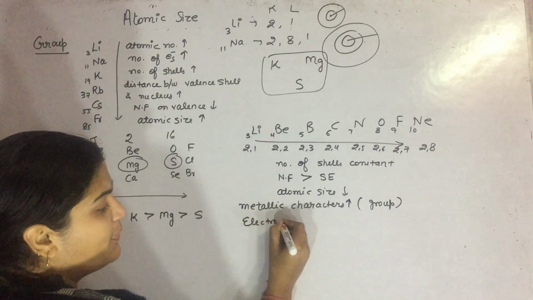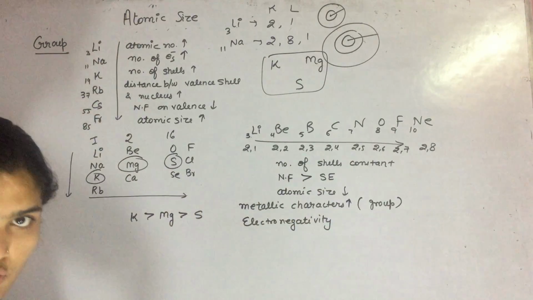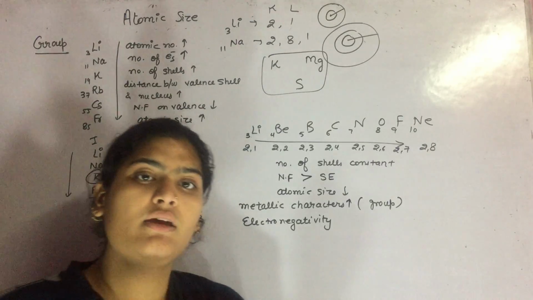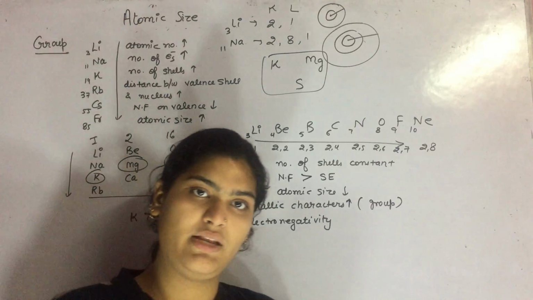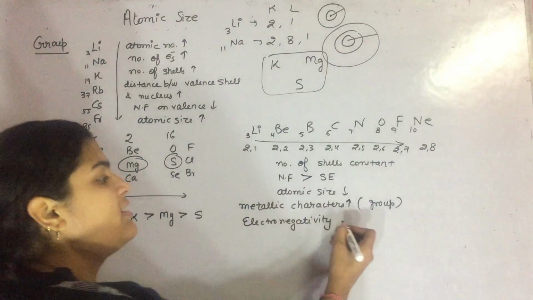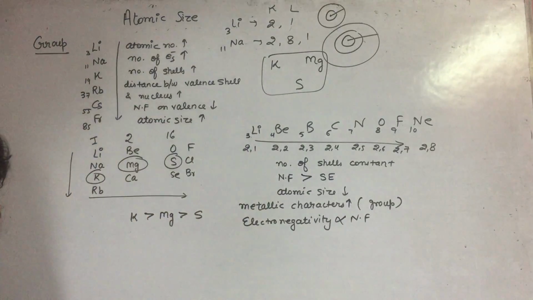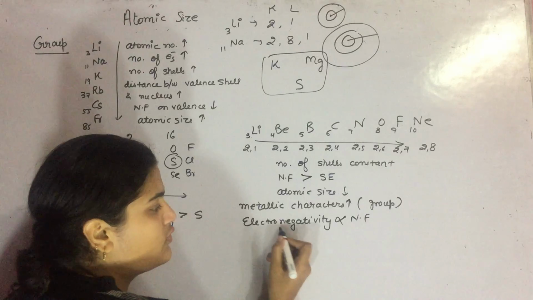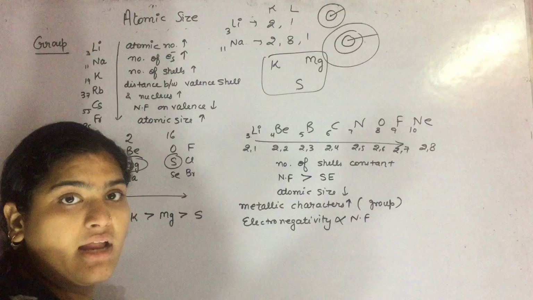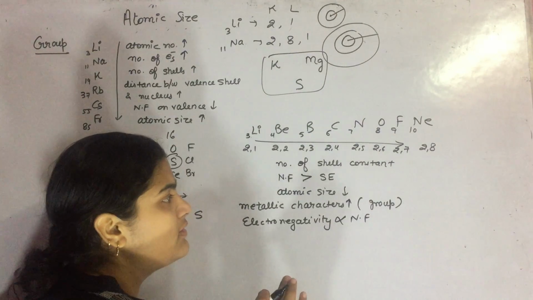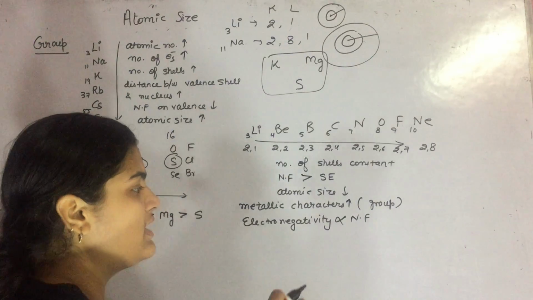Electronegativity is the property by which any element can accept an electron. This is only possible if the nuclear force has a tight grip over the valence shell, so it also varies according to nuclear force. It decreases down a group, and along a period it increases.